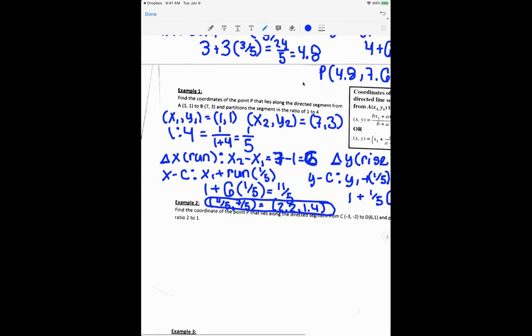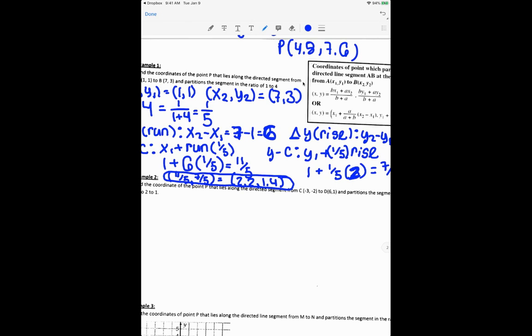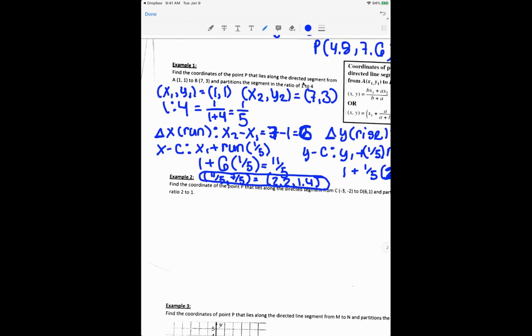So that's example 1. Let's try example 2. So this time we have the coordinates (-3, -2) and (6, 1). And we're trying to split into a ratio of 2 to 1. So let's list our x1, y1. So that is -3, -2. And then our x2, y2 is 6, 1. Okay. So then from there, we need to convert our ratio to a fraction. So 2 to 1 is going to equal 2 over 2 plus 1. So 2/3 is what we're going to be working with.